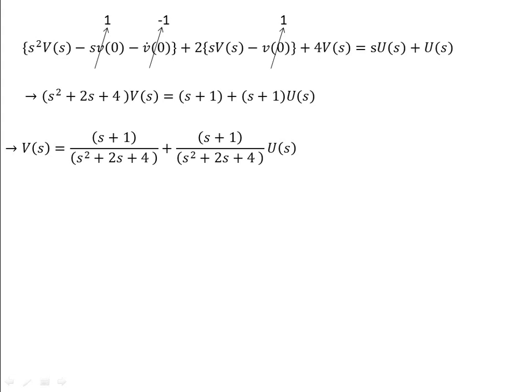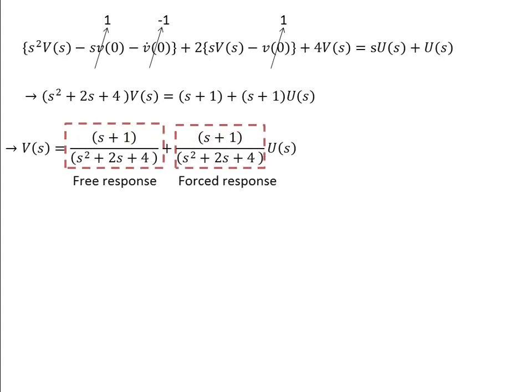But we are looking for the transfer function of V(s) over U(s). If you remember, the definition of the transfer function is the ratio between output over input when all initial conditions are 0. So to find the transfer function of V(s) over U(s), we need to ignore the first fraction due to the free response. If I ignore the free response, I will have G(s) equal to V(s) over U(s), which is equal to s plus 1 over s squared plus 2s plus 4.